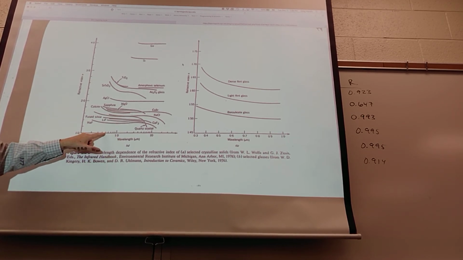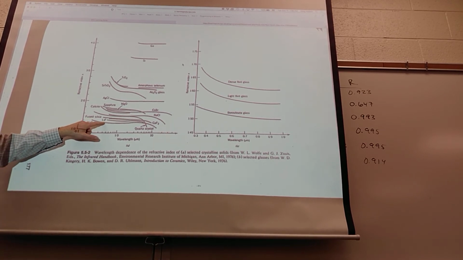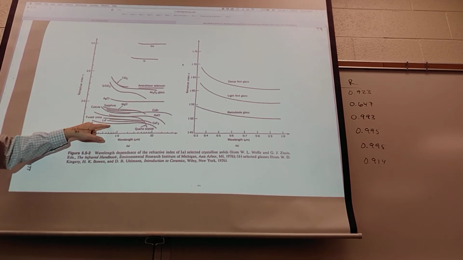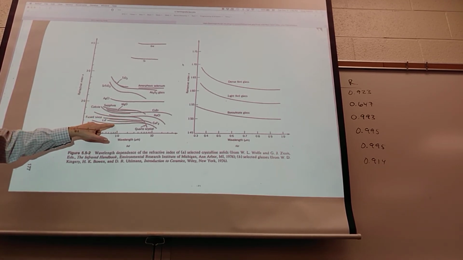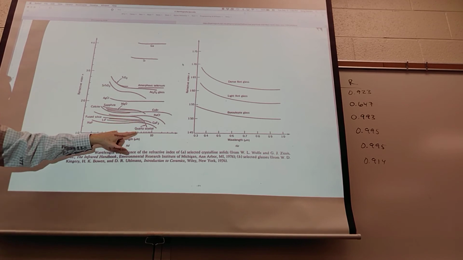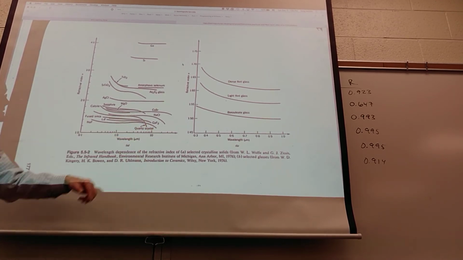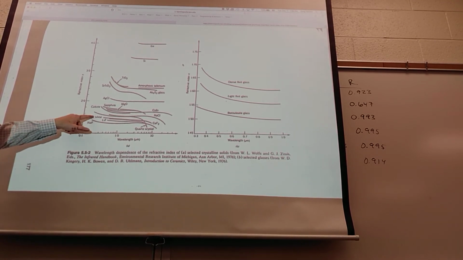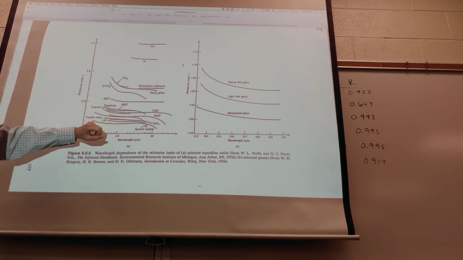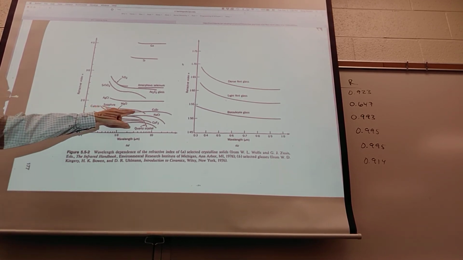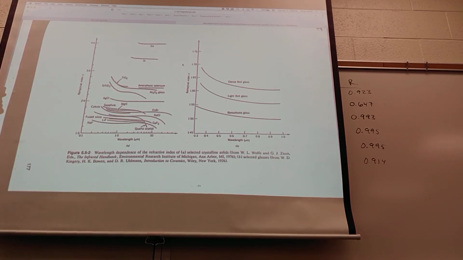Right here's the visible. As we go into the visible, it's relatively flat, but not perfectly flat. It decreases a little bit as you go to longer wavelength. And then out over here, once you get into the infrared, eventually it dies off. It starts to really die there. Fused silica, same behavior. Calcite, same behavior. Sapphire, same behavior. Titanium dioxide, same behavior.